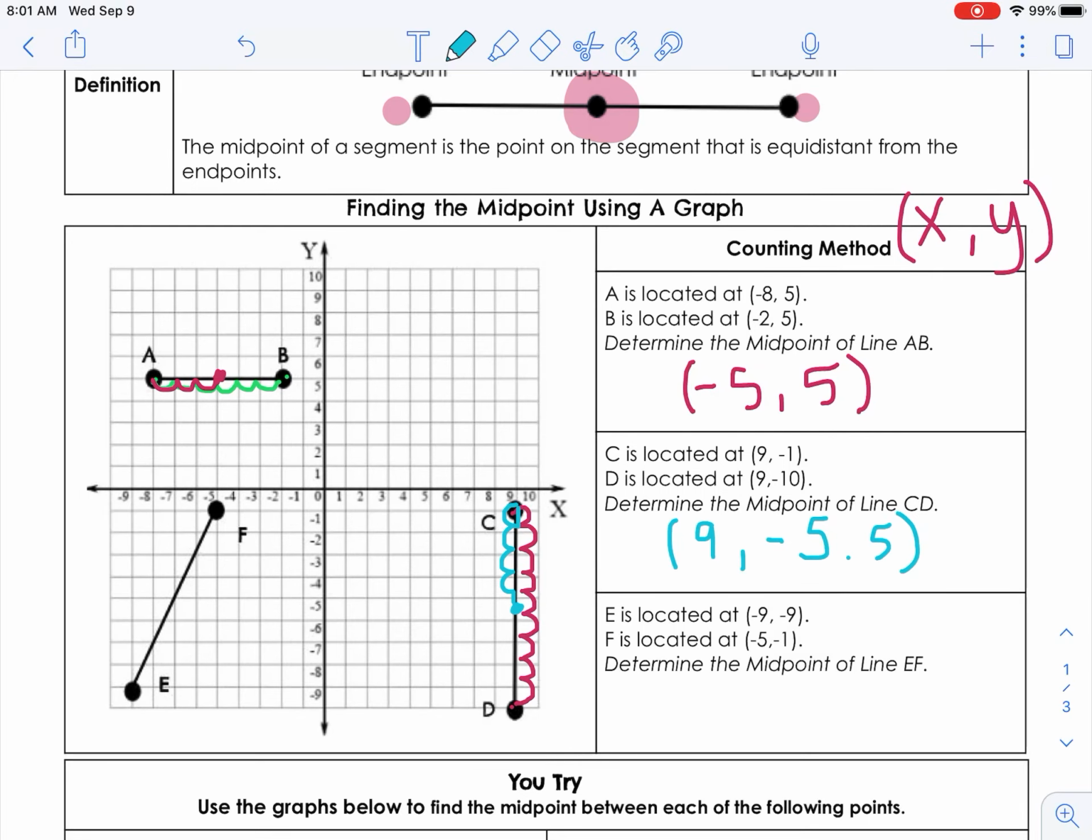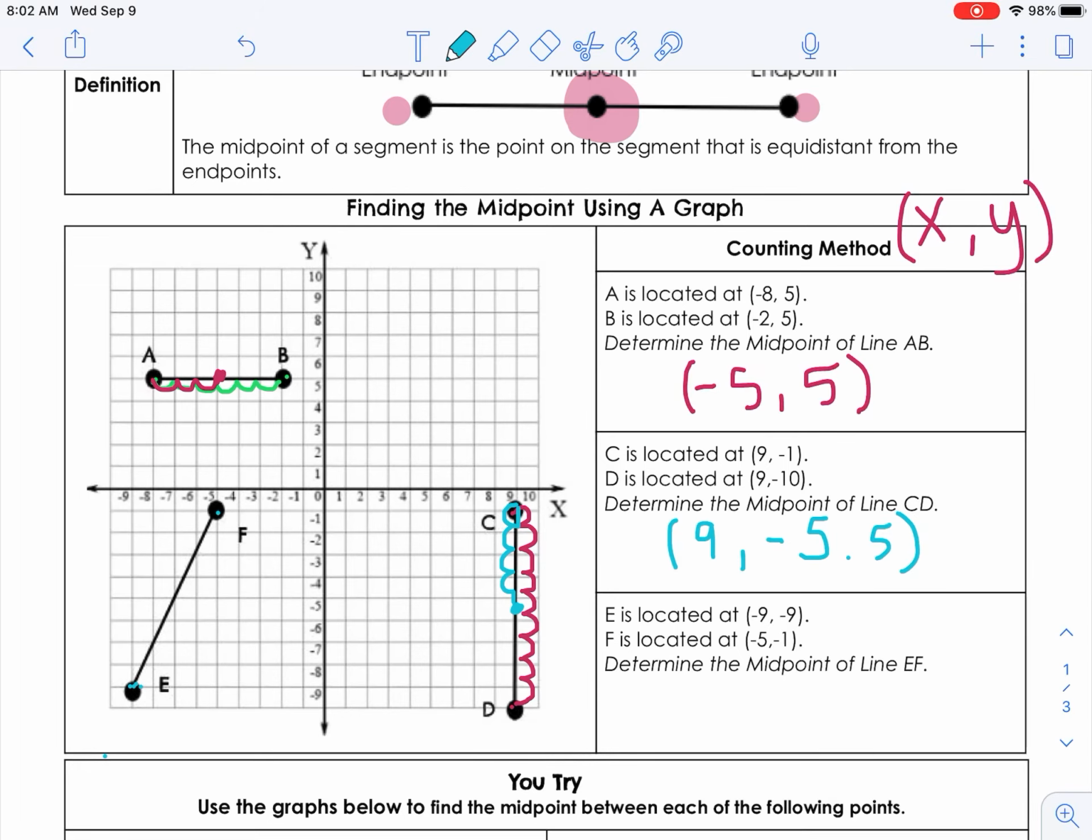So, all right, we'll look at the last one. This one is on a diagonal, so it's going to be a little bit different, but not too bad. E is located at -9, 9, and F is located at -5, -1. We're going to determine the midpoint of that. It's really hard for us to count what's halfway in between a diagonal line because you can't count diagonally. So what we can do is count how many up total, and if we make a right triangle, we're going to do this a little bit different.